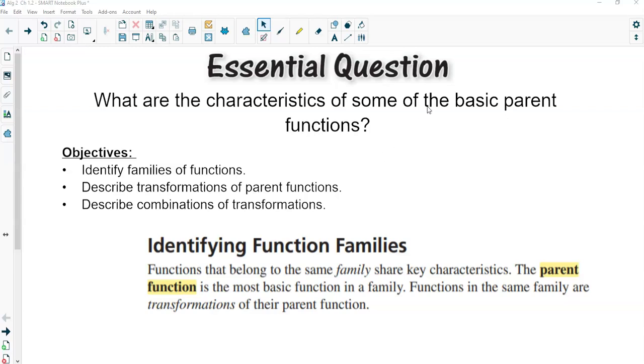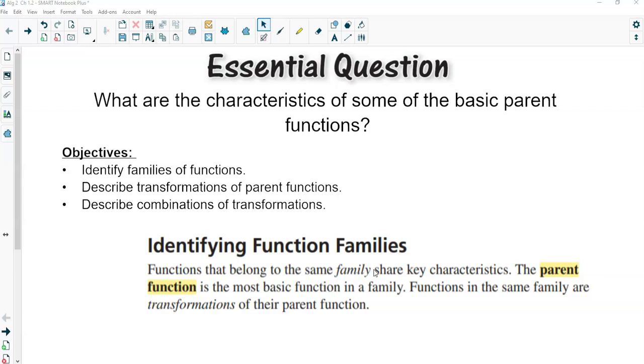Good morning, guys. Today we're going to be talking about the characteristics of and identifying function families. The objectives for today are to identify a family of functions, describe transformations of parent functions, and describe combinations of transformations.